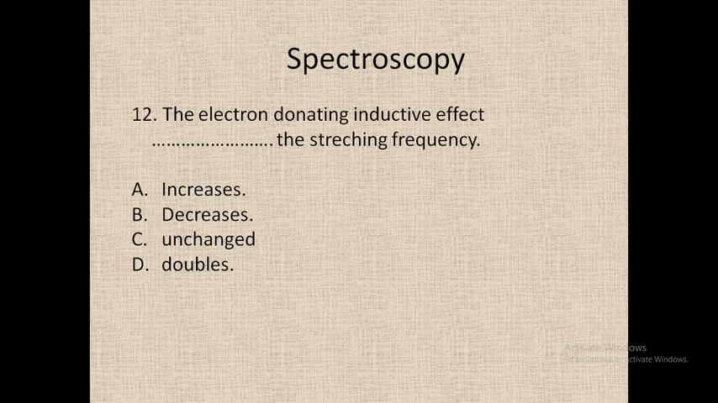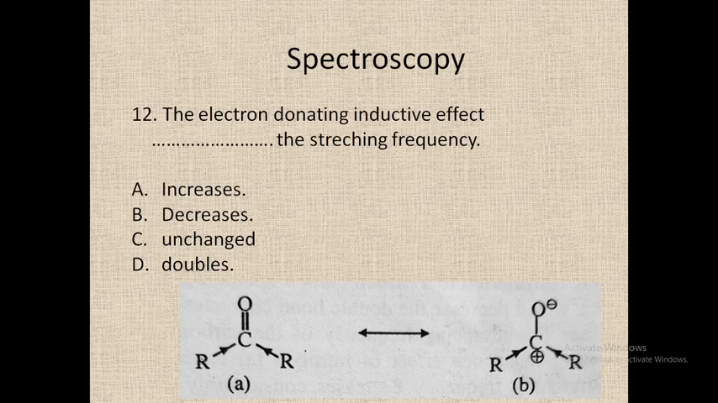So electron donating inductive effect. Let's take one example. See, it's a carbonyl group which is attached to alkyl groups. Alkyl group shows the plus I effect, electron donating effect. So due to the electron donation, what happens here? Bond length increases because now the double bond character changes toward single bond, and whenever bond length increases, the force constant decreases and IR strength also decreases. So it will decrease the stretching frequency.